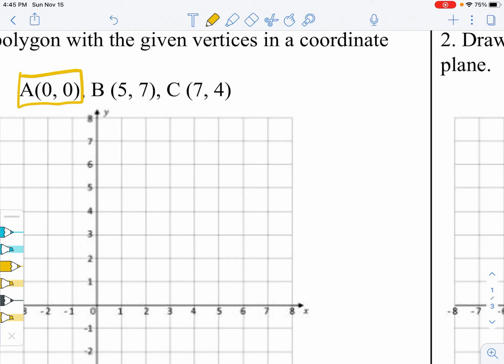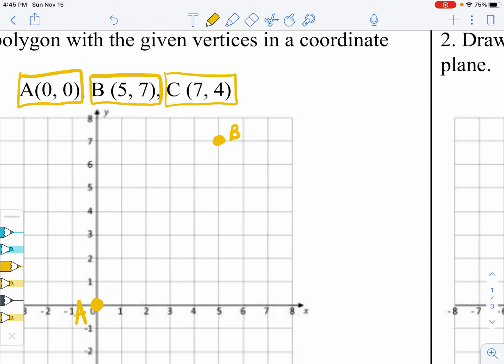So for A, we have 0, 0, and we have to label it A. For B, we have 5, 7. So I'm going to start at the origin. I'm going to go left or right first. So it's positive 5. So we're going to go right to 5. And then we're going to go up or down, positive 7, which is up to here. And we're going to plot the point, which is B.